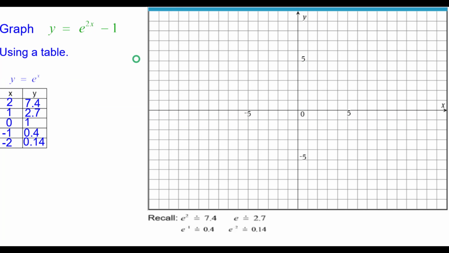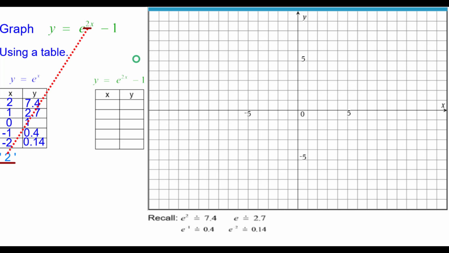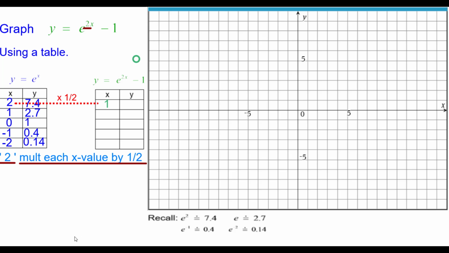Using a table, these are our 5 points that we usually plot on the parent function y equals e to the x. For the 2, we need to multiply each x value by its reciprocal, 1/2. So 2 times 1/2 is 1. I'd like you to go ahead and finish those 4 values. Pause to do so, resume when you're ready. And taking half of each of those x coordinates. Press pause as you need to anytime.